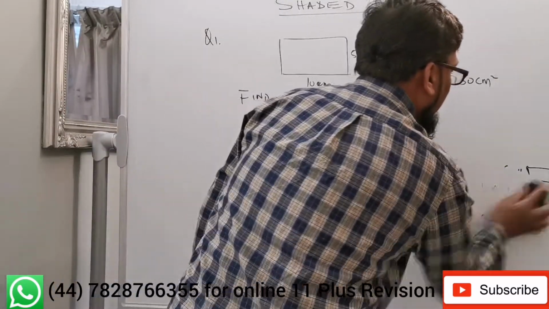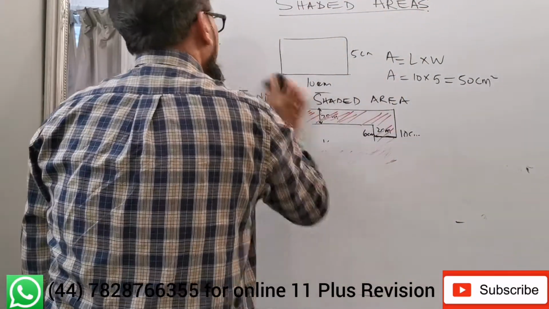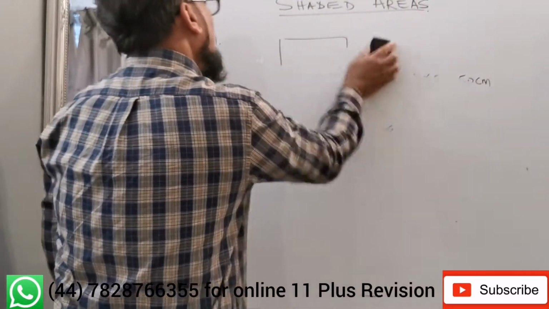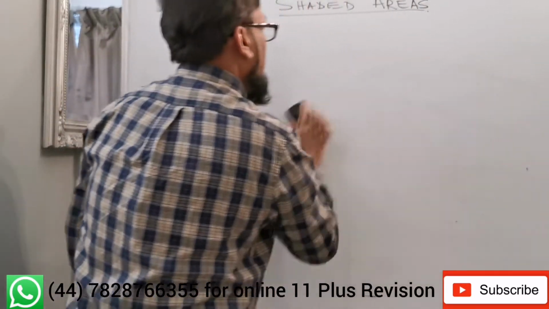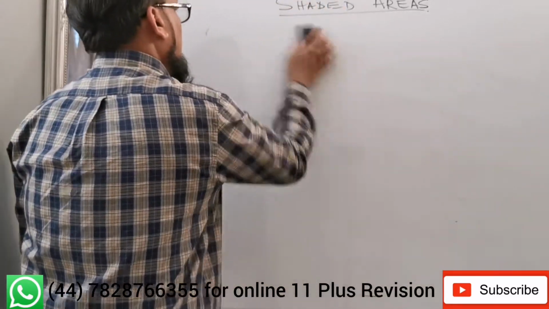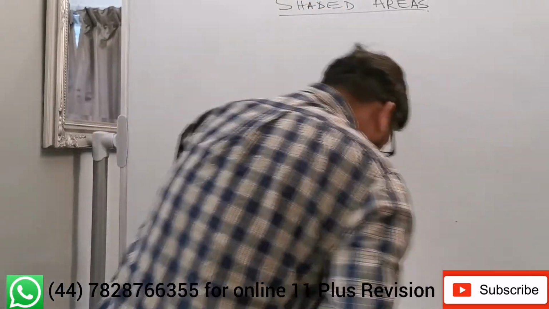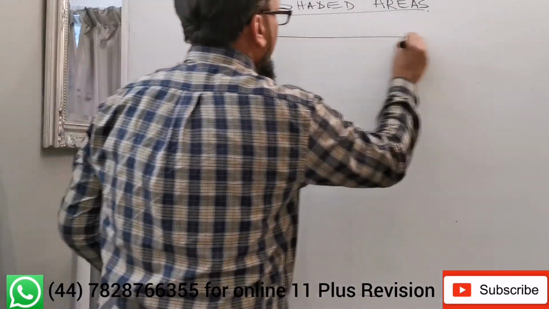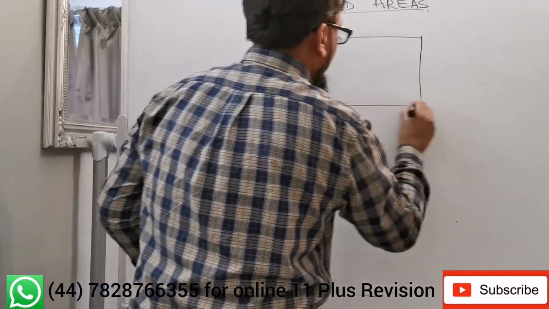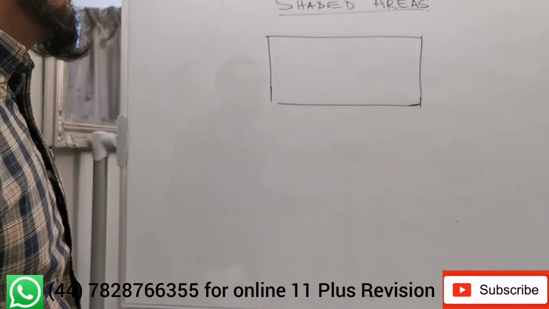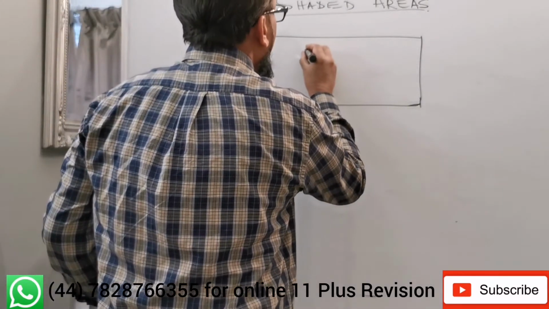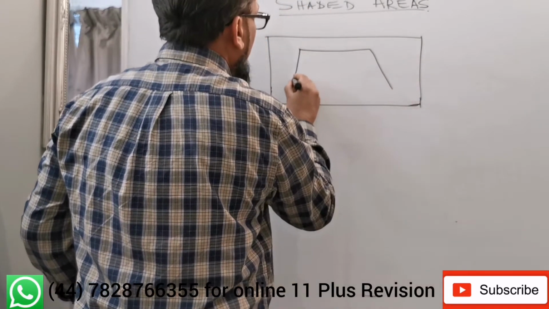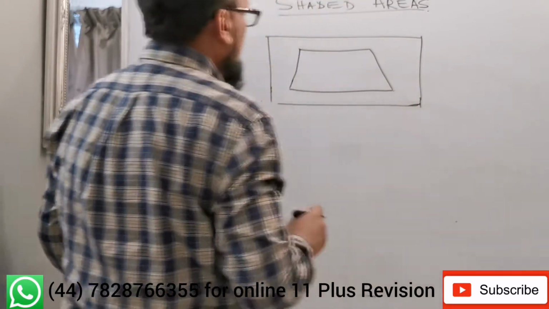So the same rectangle, but this time as a second example, I'm taking a rectangle, and what I'm doing here is making a shape which is called a trapezium.